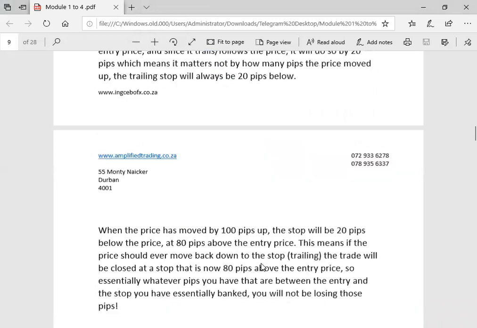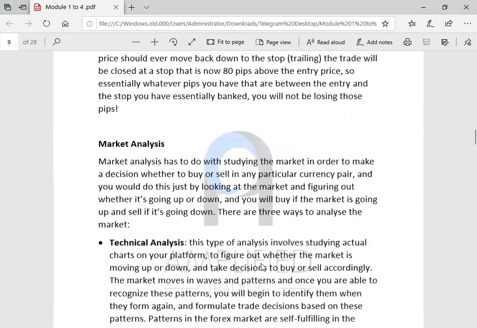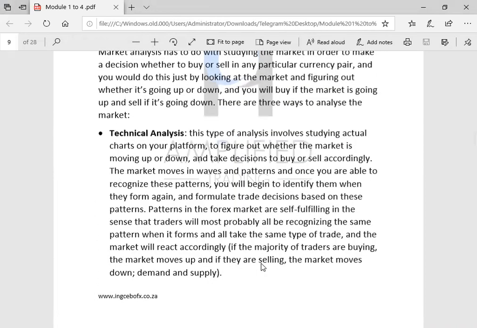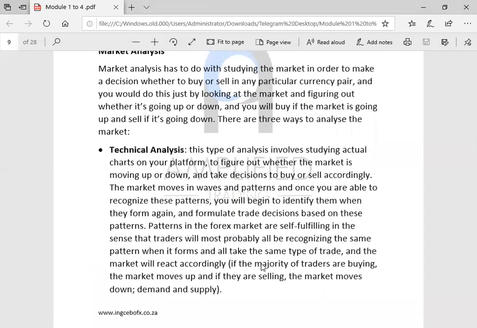Okay. Now, there's essentially two types of market analysis. Market analysis is how you look at the market, okay? So how you analyze the market and come to a conclusion. Now, there's two main ways to do that. You can do that from a technical standpoint by looking at charts, patterns, oscillators, anything that is on your MT4. Okay, that would be described as technical analysis.